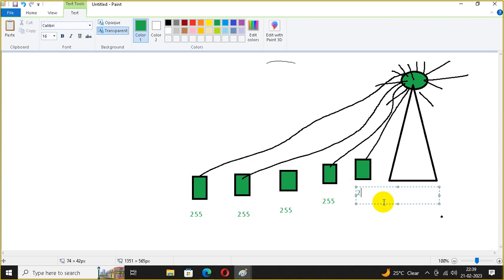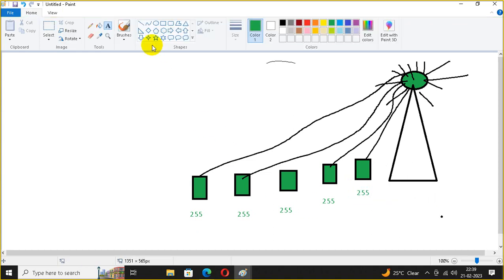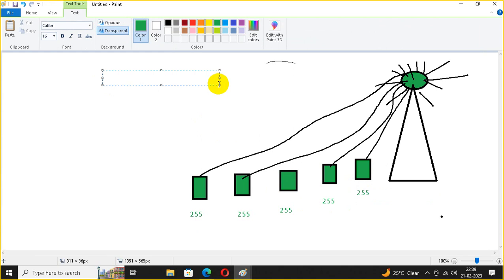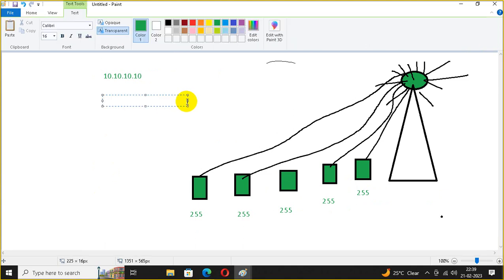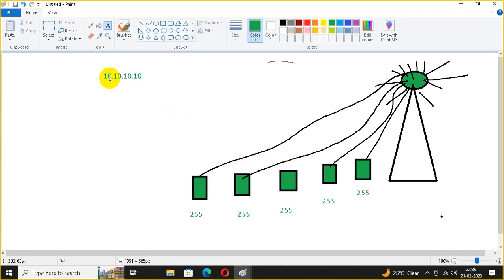Please understand this concept. After that I will tell you the solution. Now let's say there is an IP address 10.10.10.10. What will be the broadcast value? Please apply your brain and tell the answer. First of all, tell me which class this belongs to. Class A.